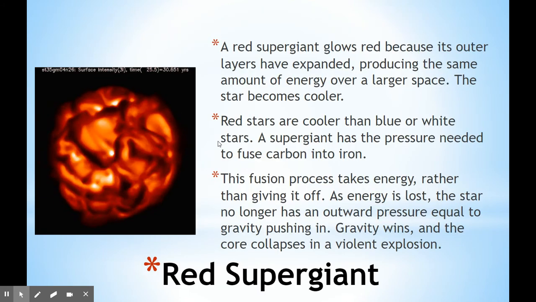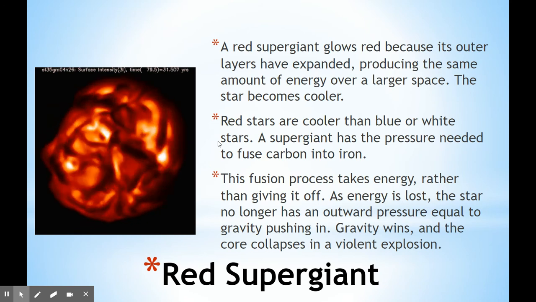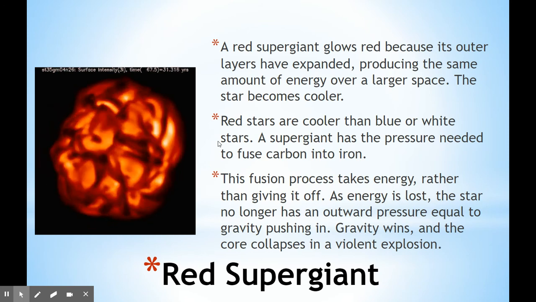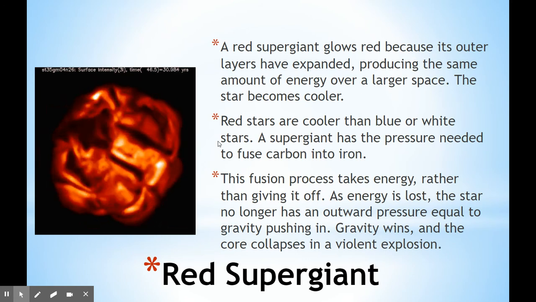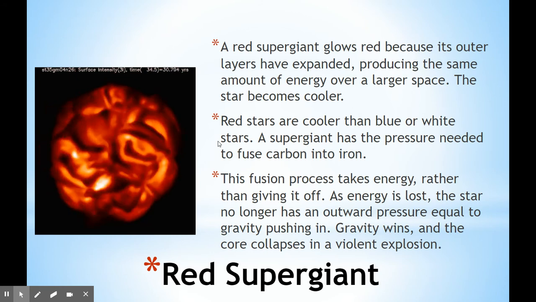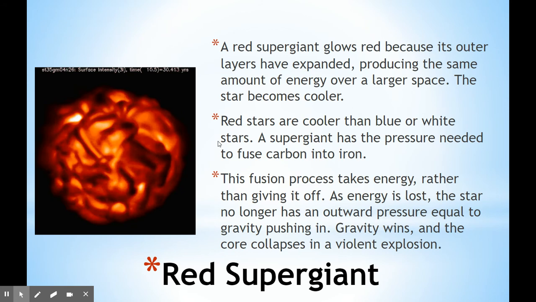A red supergiant is the next stage of these massive stars. So the next stage of our sun is a red giant. Massive stars become what we call red supergiants. They are much cooler than blue or white stars. This is a little contrary to popular belief.